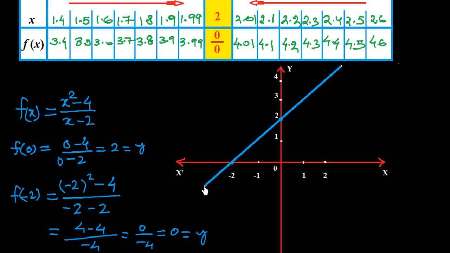I just draw this line in a proper way first. This is our line for this function. I change the color for this line also. So this is our line here. But at 2 we have to see what happens at 2.